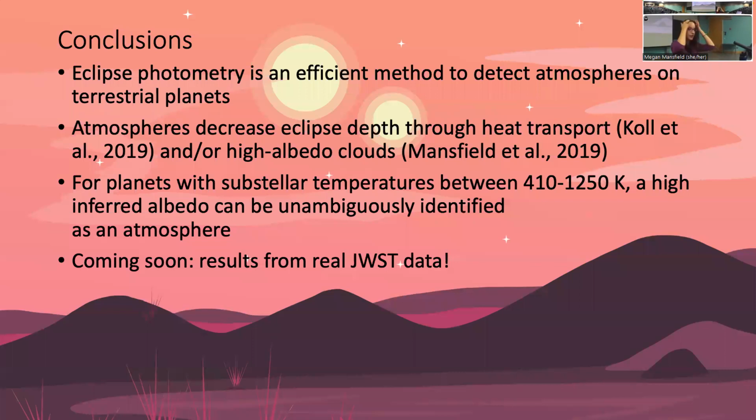So just to conclude, secondary eclipse photometry is an efficient method for detecting atmospheres on terrestrial planets. Atmospheres can be detected through this method because they decrease the secondary eclipse depth, either through transporting heat around to the colder night side or through hosting high albedo clouds. For planets that have substellar temperatures between about 410 Kelvin and 1250 Kelvin, this means that if we observe a cooler temperature in secondary eclipse, we can unambiguously identify that as an atmosphere on that planet.